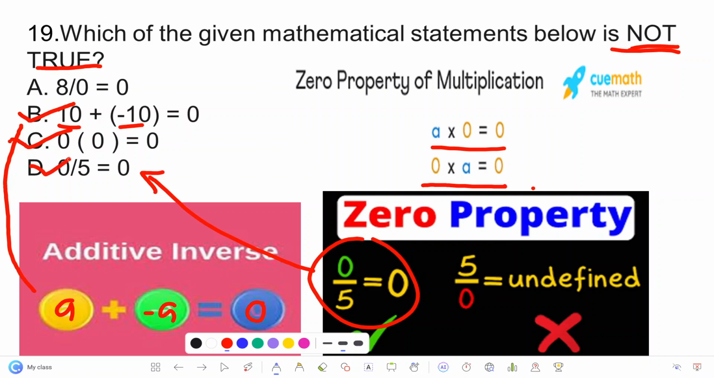At ang last is any number divided by 0 is equal to undefined. So, A, ang 8 is divided by 0. So, the answer is not 0 but is undefined. So, this choice is not true. Okay? So, sana po matandaan natin ang mga property of multiplication, additive inverse, at zero property para hindi tayo malito during the licensure examination or the civil service examination. So, let's proceed to item number 20.